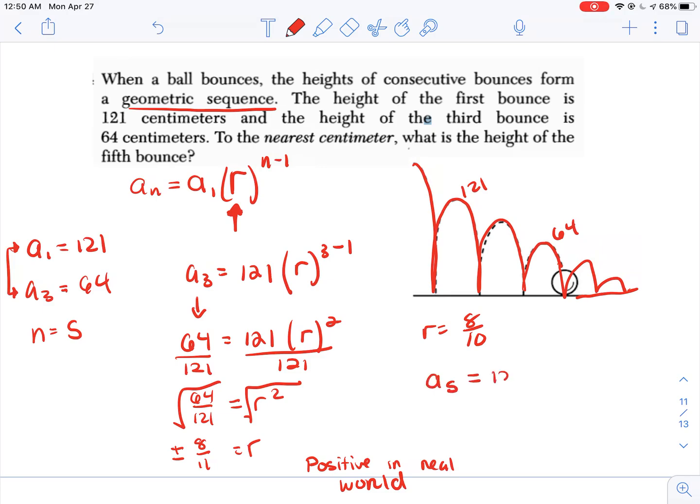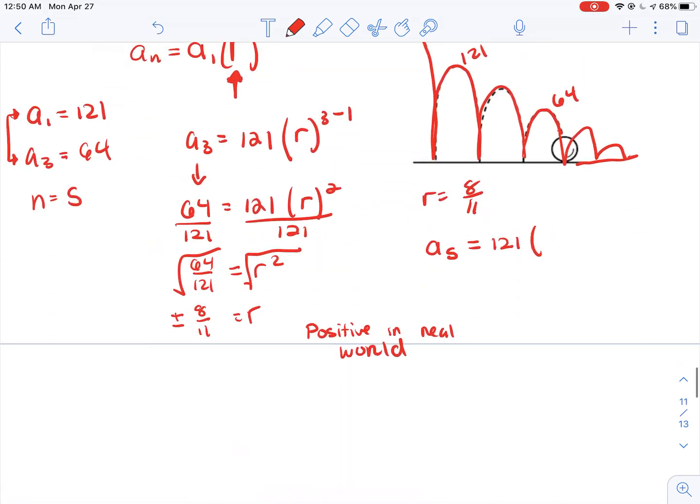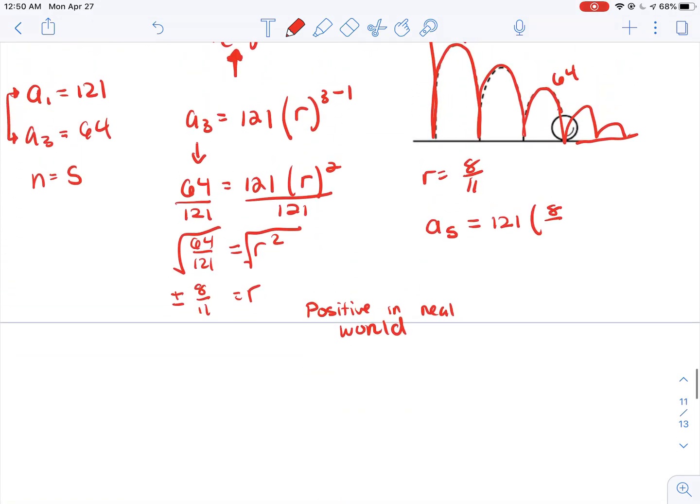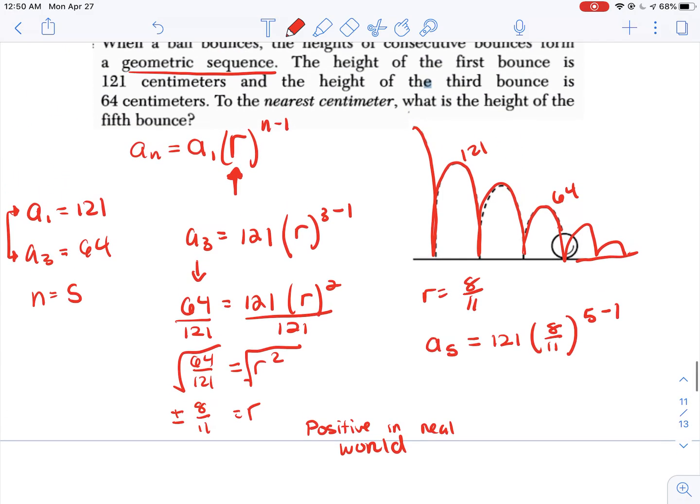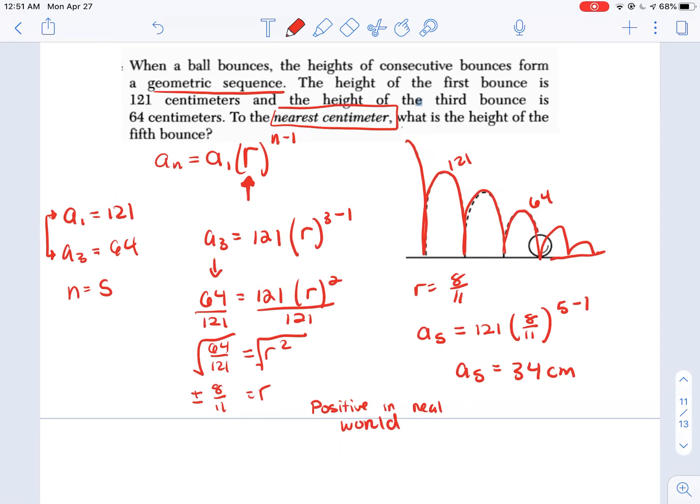So that being said, I now can plug in a5 into the equation, 121, with my growth factor of 8 over 11 raised to the 5 minus 1 power. You plug that in, and we're rounding to the nearest centimeters, so we get a5 is equal to 34 centimeters, okay?